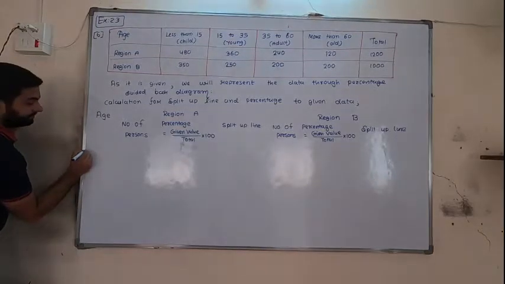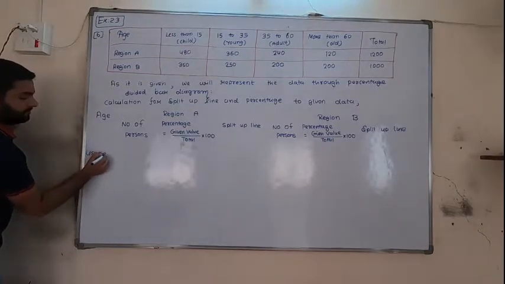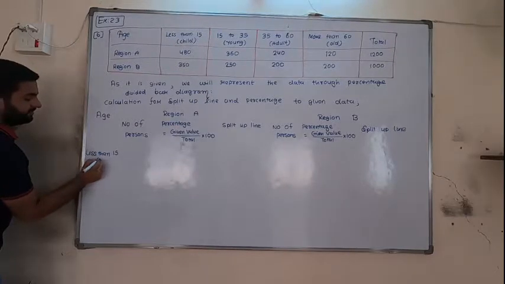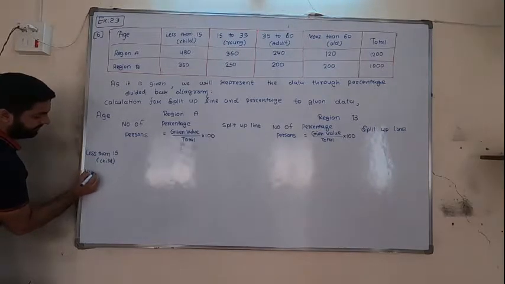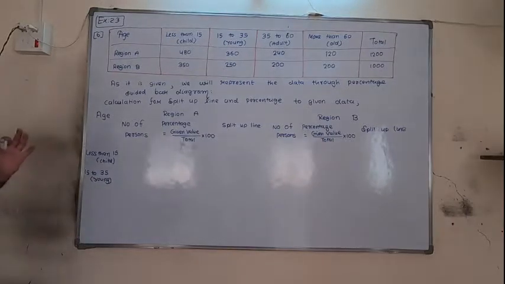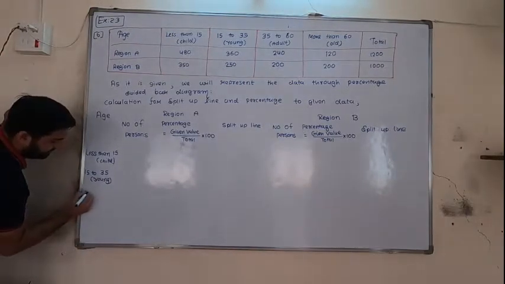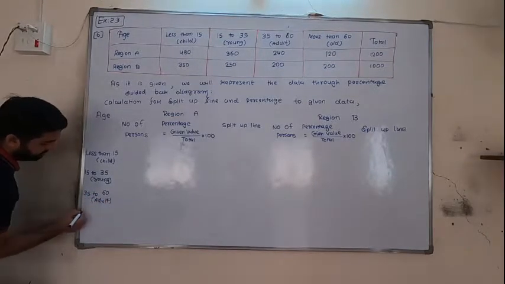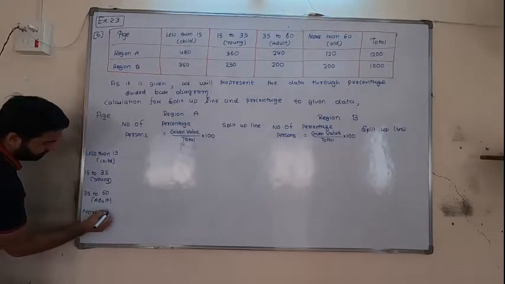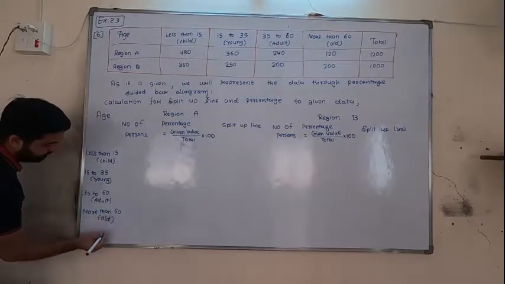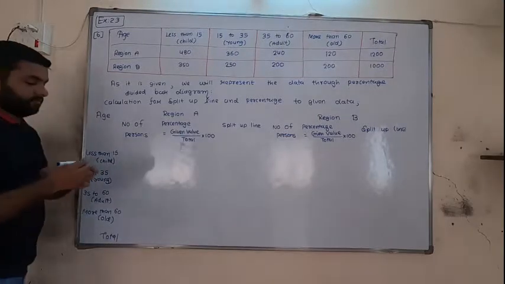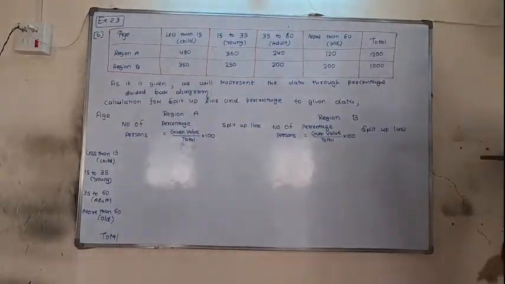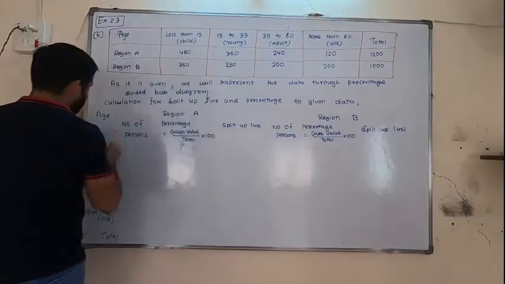Then less than 15, child; 15 to 35, young. You may leave one line, friends, for this. 35 to 60 are adult, more than 60 are old, and finally you may leave one line, my friends, otherwise the data will not be proper.